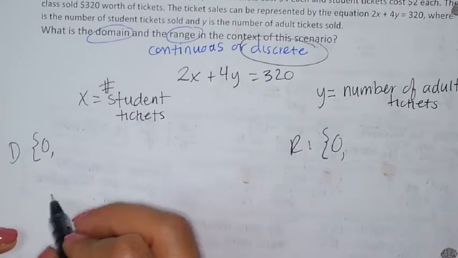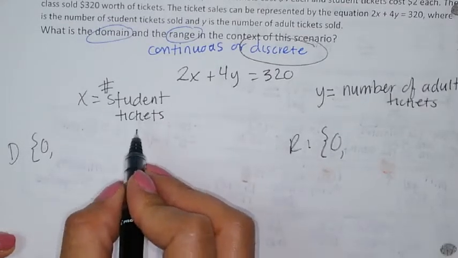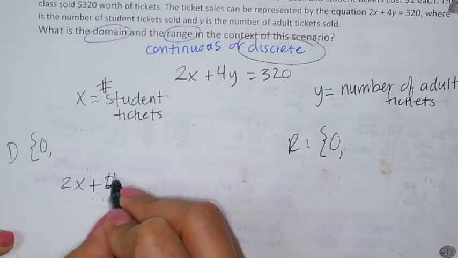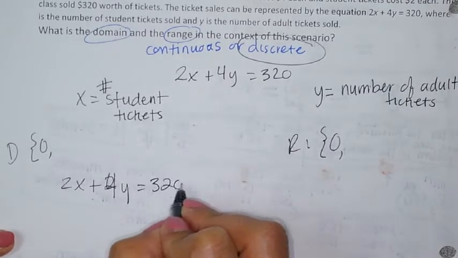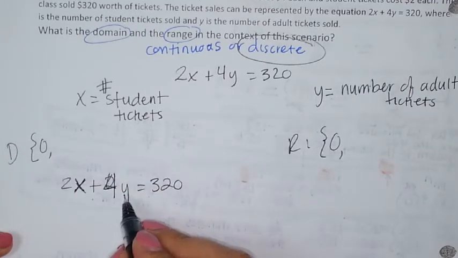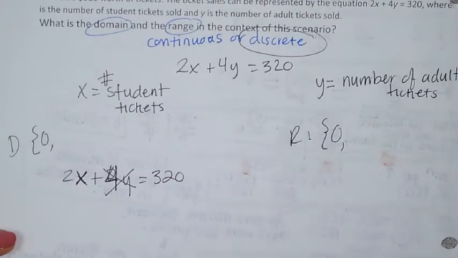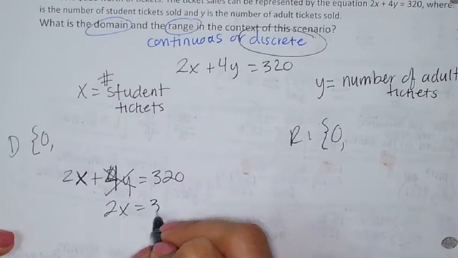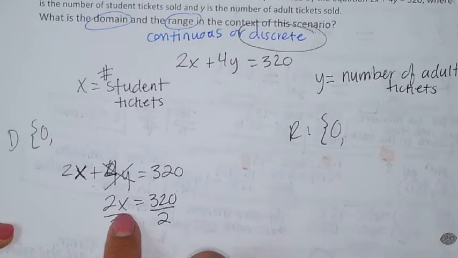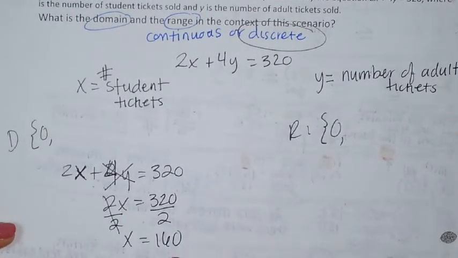Okay? So here, to find out what's the maximum amount of student tickets, and you did this in class, remember this is my student tickets. I'm going to say that I didn't sell any adult tickets and only student tickets to see what the maximum would be. So in other words, finding the x-intercept. If I only sell student tickets, then I need to sell 160 of them.